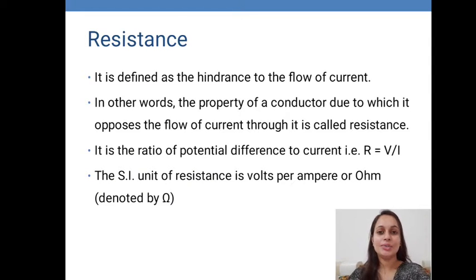As I told you in the earlier video, what is resistance? Resistance is the hindrance to the flow of current. In other words, we can also say that it is the property of the conductor due to which it opposes the flow of current. From Ohm's law, we can find the value of resistance using the equation V equals IR, where V is the potential difference, I is the current, and R is the resistance.